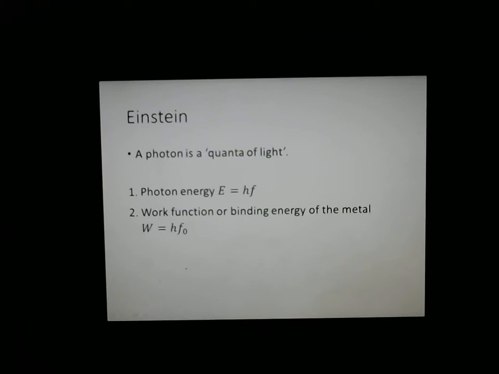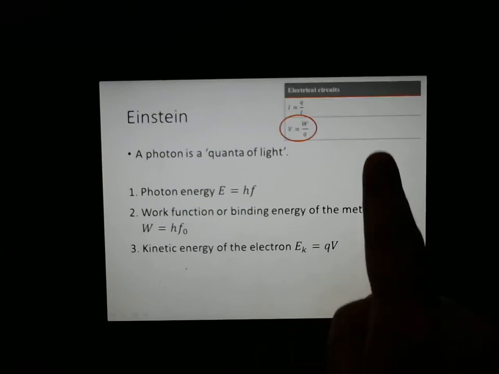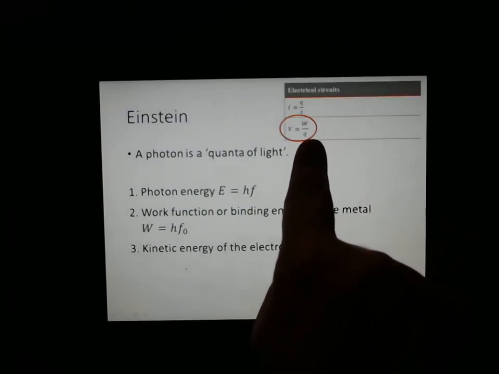Now, to work out the kinetic energy of the electron when it was left, he used electrostatics, and that was given by this formula that the kinetic energy of the particle is the charge of the particle multiplied by the voltage needed to stop it, so that's stopping voltage from the second experiment. And this equation does not appear under the quantum mechanics section. It appears under electrical circuits. It's a rewrite of this one. Remember, work is just energy.